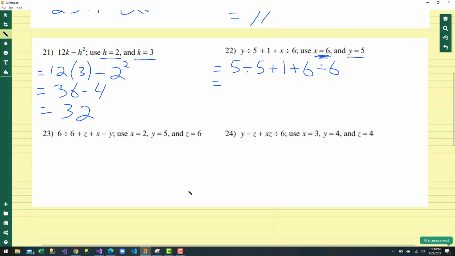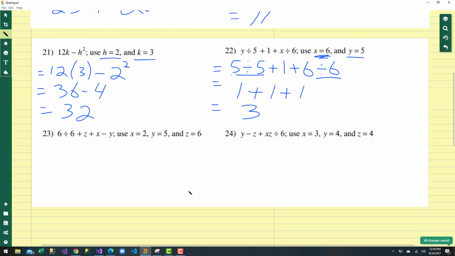Remember, multiplication and division come before addition and subtraction. So let's take care of this 5 divided by 5 first and the 6 divided by 6. So 5 divided by 5 is equal to 1. I copy the rest of it here, plus 1. Plus 6 divided by 6, bring it down, that's 1. All right, 1 plus 1 plus 1, that's equal to 3.